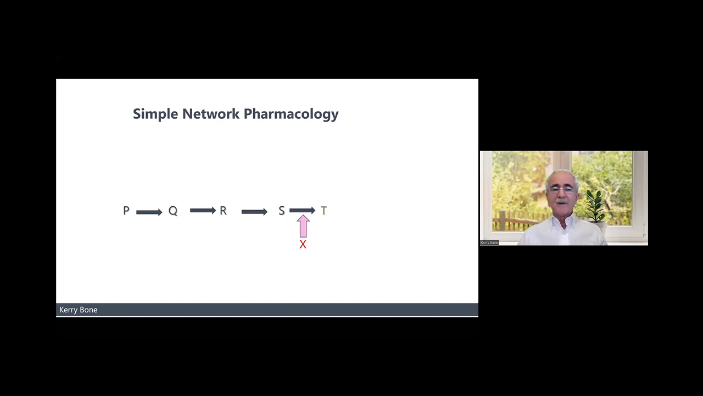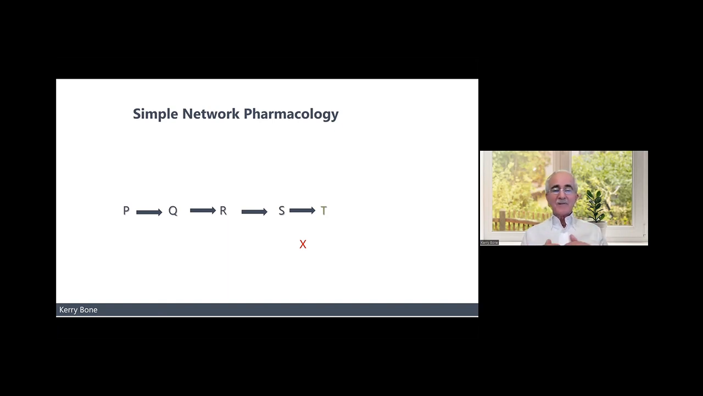One of the side effects that you might get is if you stop the conversion of S to T, you're going to end up with too much S. So you can think, oh, well, we don't want too much S. We can move down the network and target P to Q, and that'll eventually lead to less T and a little bit less S rather than too much S. But again, you're risking possible imbalances in the body's physiology.